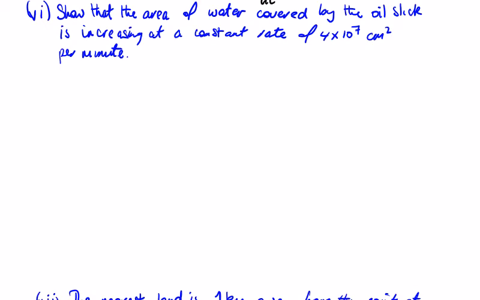In part 6, we're asked to show that the area of the water covered by the oil slick is increasing at a constant rate, and it gives you the rate 4 by 10 to the power 7. So the area is the circle part, which is pi r squared. So we can get the dA/dr, which will help us see what we need. The dA/dr is equal to 2 pi r. Now the area increasing at a constant rate.